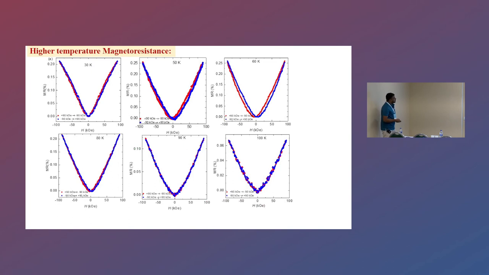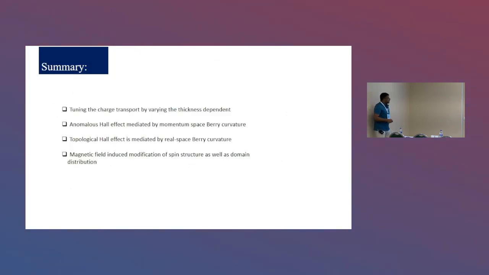To summarize our results, we can tune the charge transfer by varying the thickness of the sample. The anomalous Hall effect is governed by the momentum-space Berry curvature, and the topological Hall effect is mediated by the real-space Berry curvature due to the non-coplanar spin structure. And this magnetic field-induced modification of the spin structure, as well as the domain distribution, causes the asymmetric and hysteretic magnetoresistance.